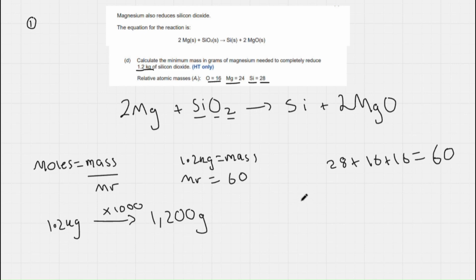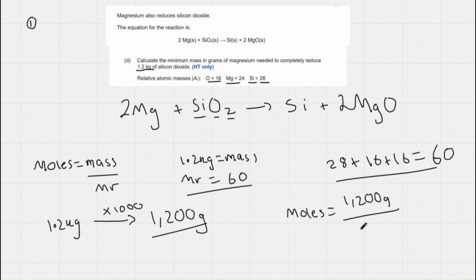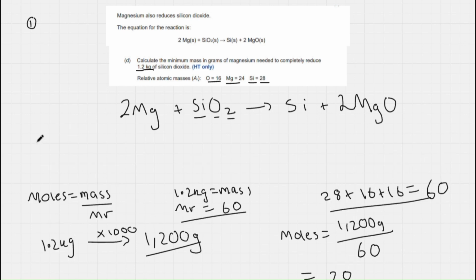So now we can add this all into the equation. The moles of silicon dioxide equals the mass, which is 1,200 grams, divided by the formula mass, which we worked out over here, which is 60. Plug that into your calculator and you'll get 20. So I'm just going to write on the side here moles, and I'm going to write 20 for silicon dioxide.